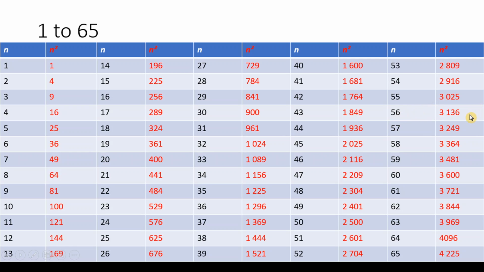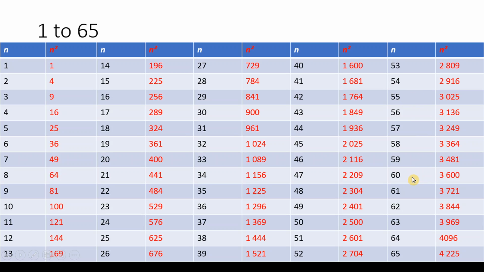54 squared is 2,916. 55 squared is 3,025. 56 squared is 3,136. 57 squared is 3,249. 58 squared is 3,364. 59 squared is 3,481. And 60 squared is 3,600. Five more to go. But the key squares from 50 to 60 are 50, 52, 54, 55, 57, and 60.